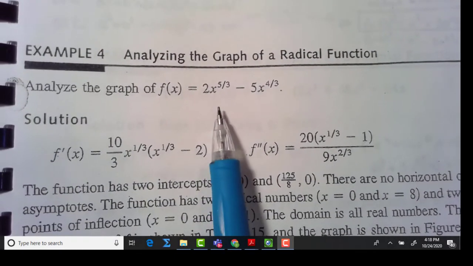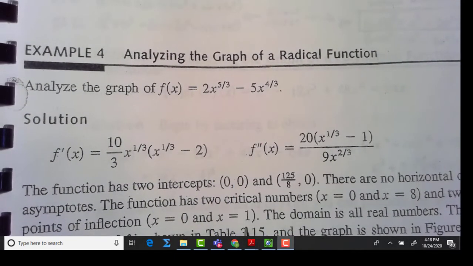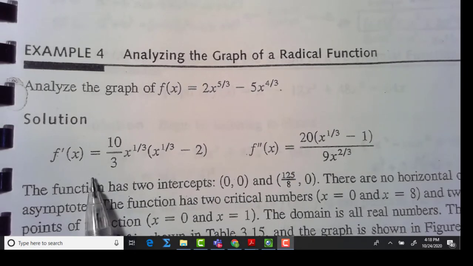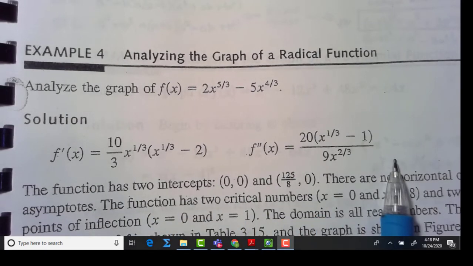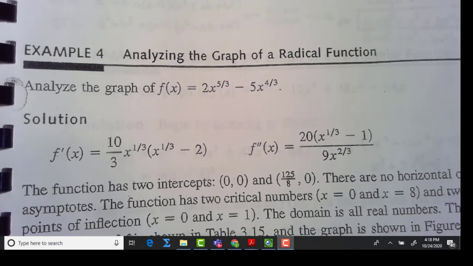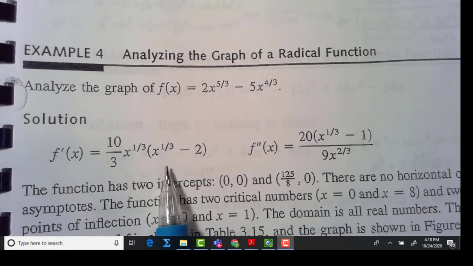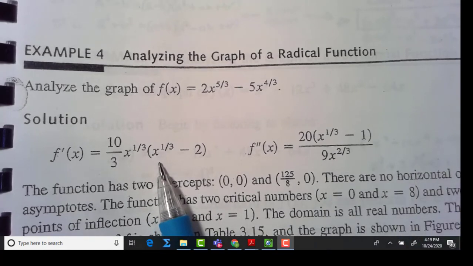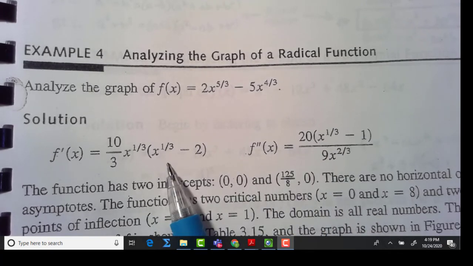So here we have rational exponents, and so you're going to have to do a little bit of work to find the first derivative and second derivative. Notice that we have a place where the first derivative is 0 when x is 0 and when x is not 2, okay, but when x is 8, the cube root.